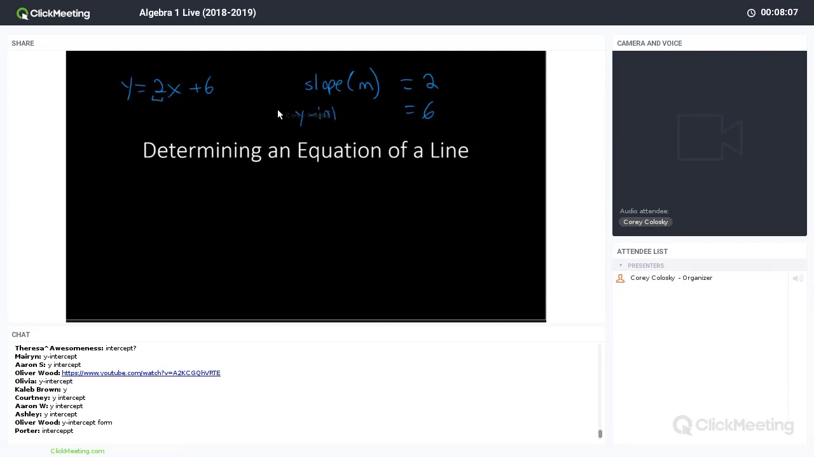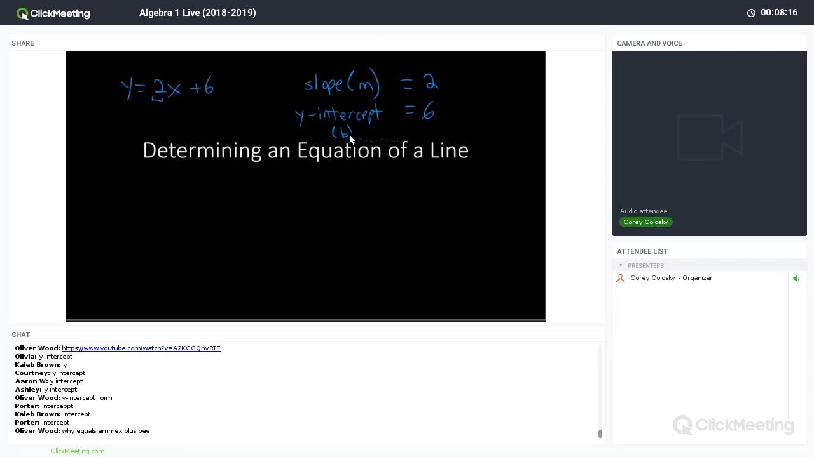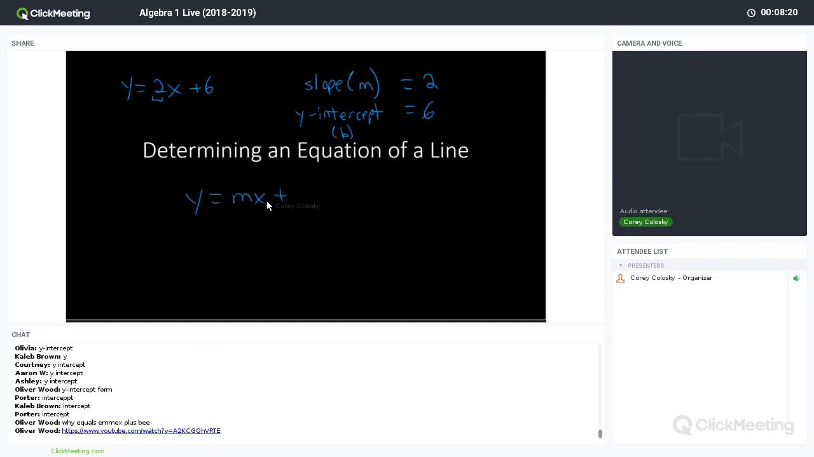Okay, that's why it's called slope-intercept form, because we have the slope and the y-intercept. And the letter we use, by the way, is the letter B. So B is the letter for y-intercept. So in general, we would say y equals mx plus b, where m and b are just some sort of numbers.